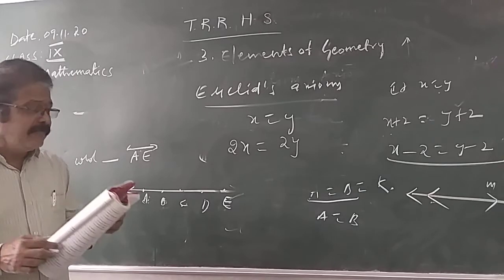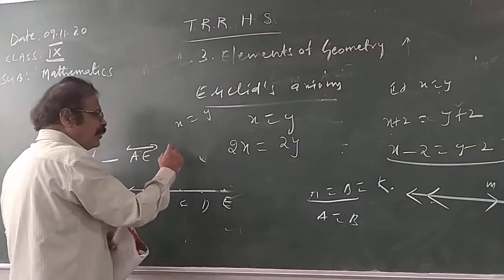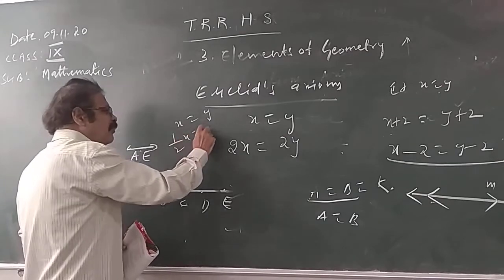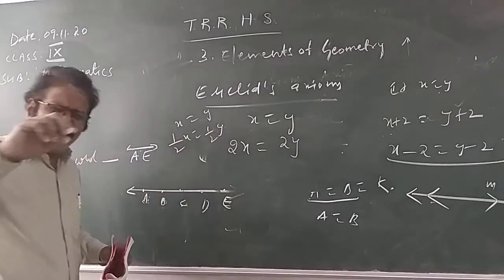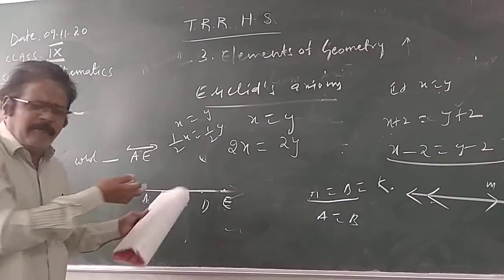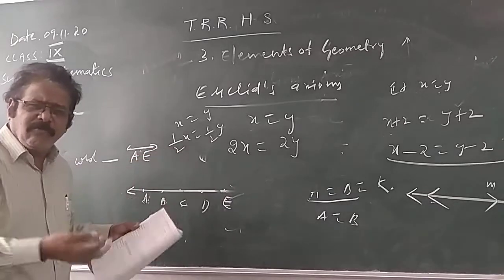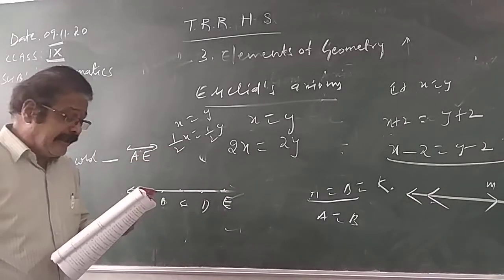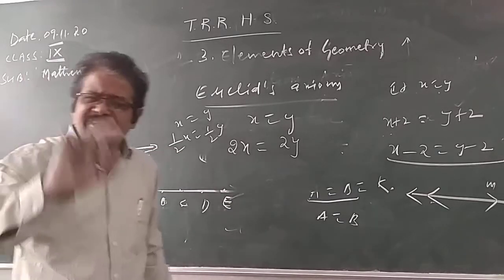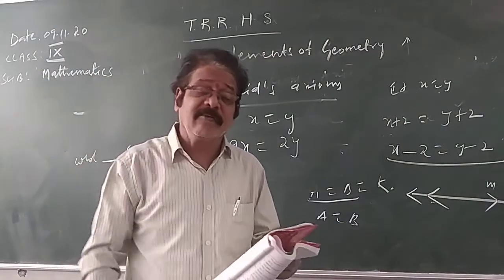So the things which are halves, for example, x equal to y. When you make it half, half x equal to half y. Whatever change you bring on both sides, x equal to y: if you multiply with half on both sides, half x equal to half y, 3x equal to 3y, 4x equal to 4y. Like this, whatever change occurs on the left side, the same change occurs on the right side, then they are equal.